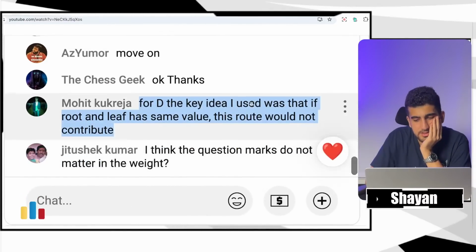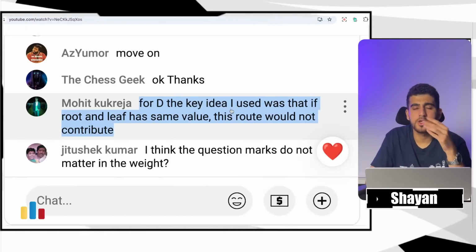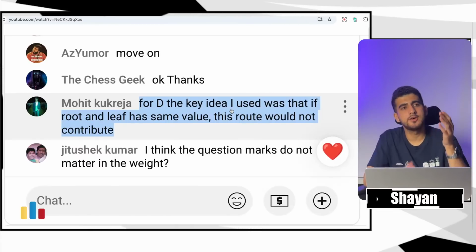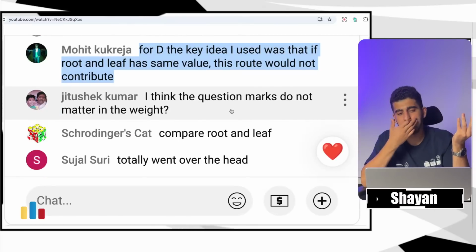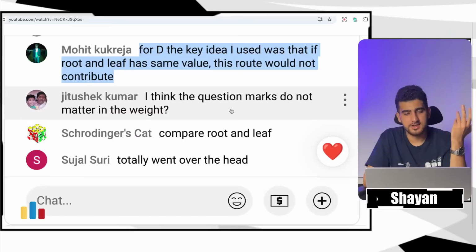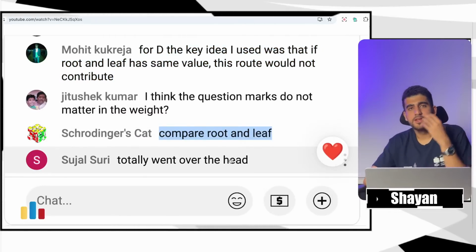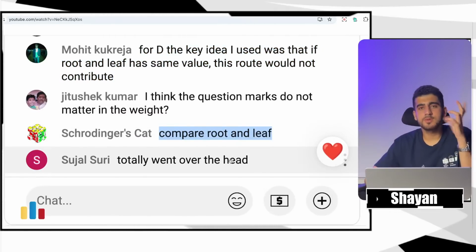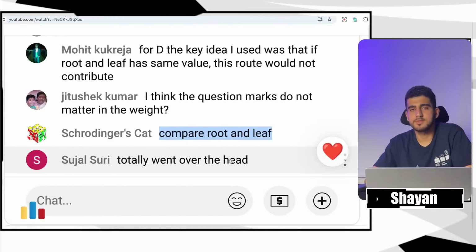Exactly. The whole thing it's talking about is that a good leaf is a leaf whose value is different from the root. We should compare each leaf and the root. Their values must be different. If the root is 0, this leaf must be 1. If the root is 1, this leaf must be 0.